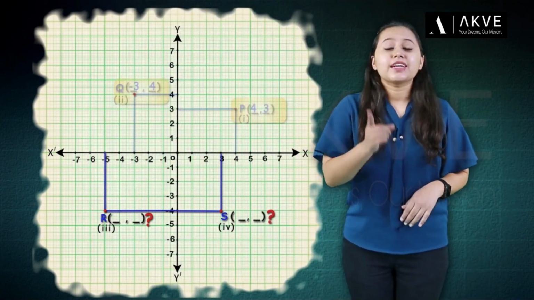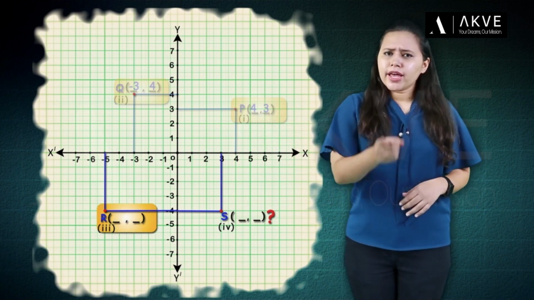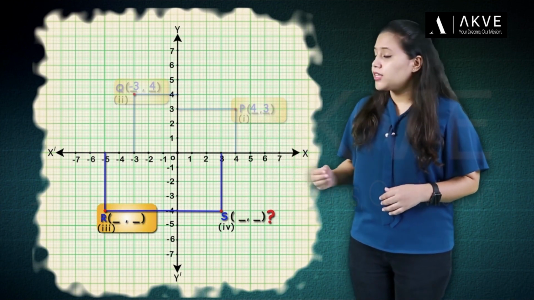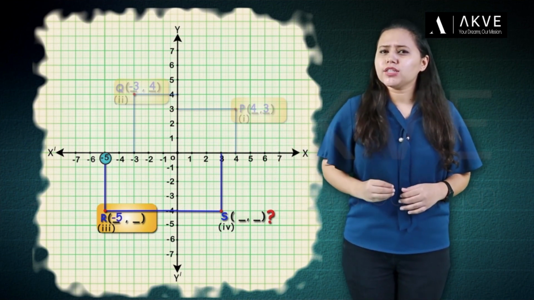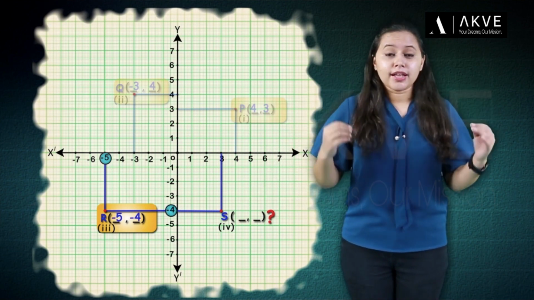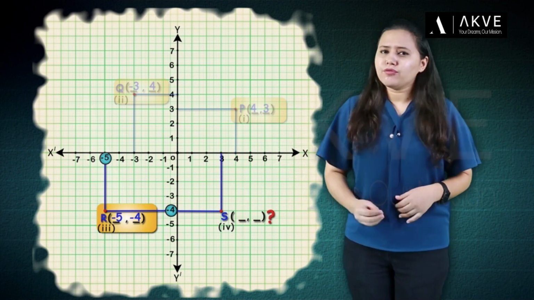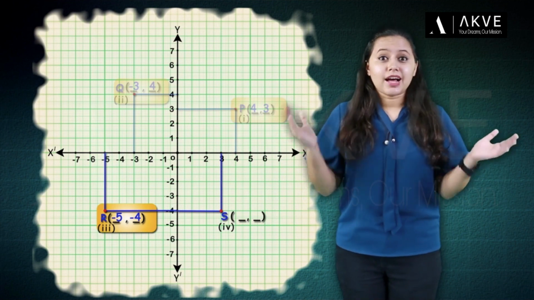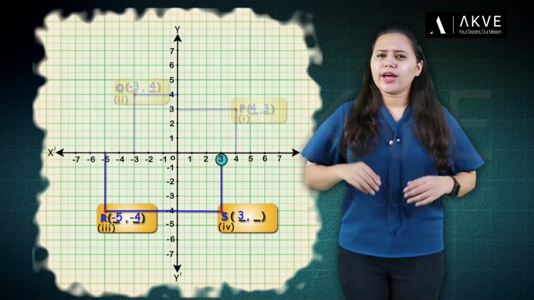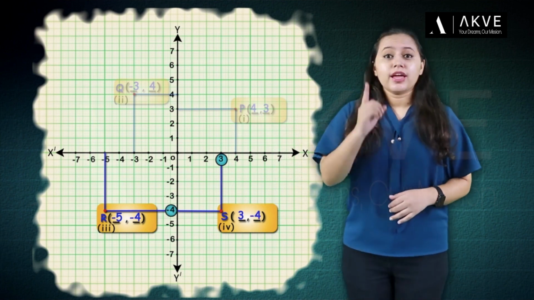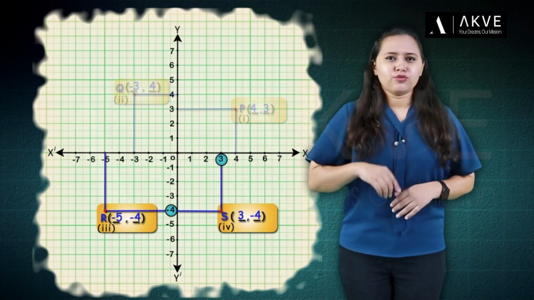Are you done? Great. Now let's check what you have got. From the graph, it is clear that the x-coordinate of point R is -5 and its y-coordinate is -4. Hence, the coordinates of point R are -5 and -4. Lastly, the x-coordinate of point S is 3 and the y-coordinate is -4. Hence, the coordinates of point S are 3 and -4.